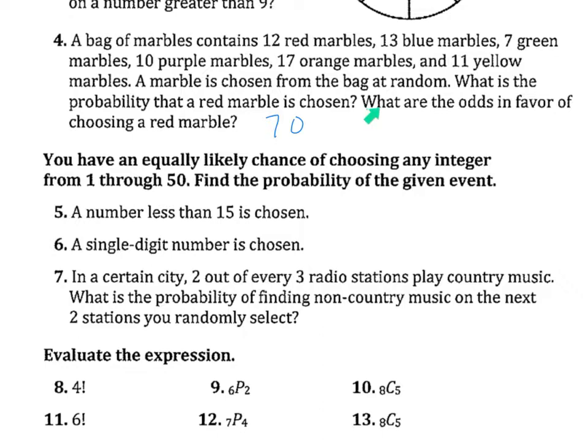The second question, 2 parts here. What are the odds in favor of choosing a red marble? So now remember, odds are different. So you're going to take however many reds you got, and put that over how many remaining marbles are left to choose from. If you took all the reds away from this number, how many are left? Okay, so it's going to be 12 over what for the odds?